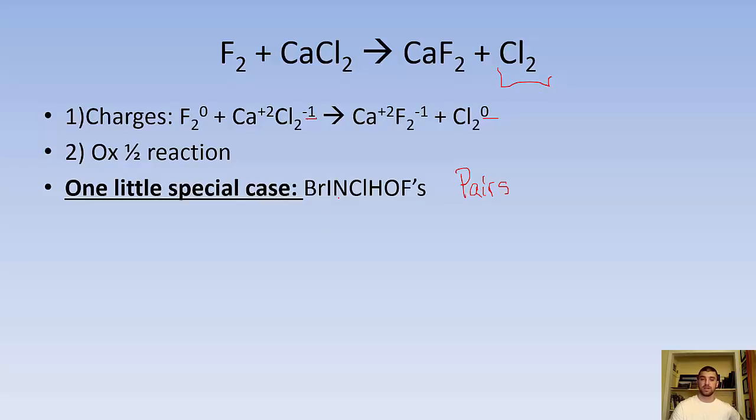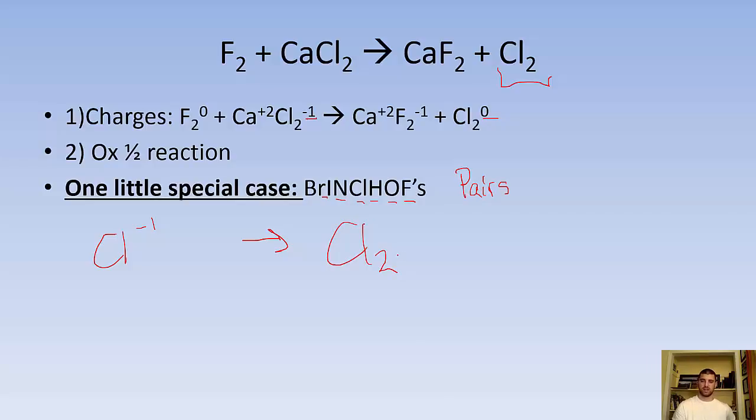Same with bromine, iodine, nitrogen, chlorine, hydrogen, oxygen, and fluorine. They'll never be alone. So when we do our half reaction, we gotta show that. All right, so we start with a chloride ion, Cl minus 1, and it ends up as Cl2. Well, how did that happen?